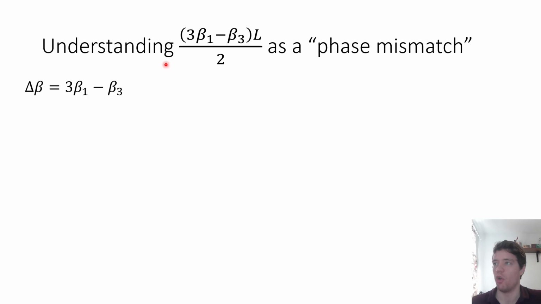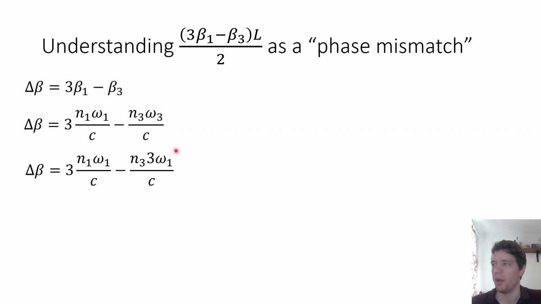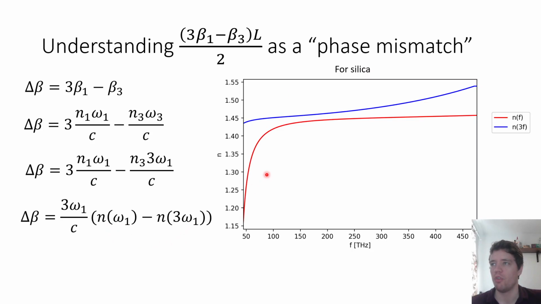So now that we understand this term here as being a phase mismatch, we can look into its value in a bit more detail. So first of all, we can rewrite this in terms of the refractive indices and the temporal frequencies. And then if we note that, of course, omega-3 is equal to 3 omega-1, we can factor that out and note that the difference in spatial frequencies, or the phase mismatch, depends on the difference in refractive indices. So for silica, we can simply graph what this refractive index is. For example, on the red curve, we see the actual refractive index, and on the blue curve, we see the index at 3 times that frequency.